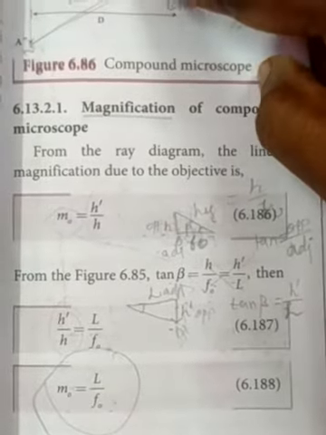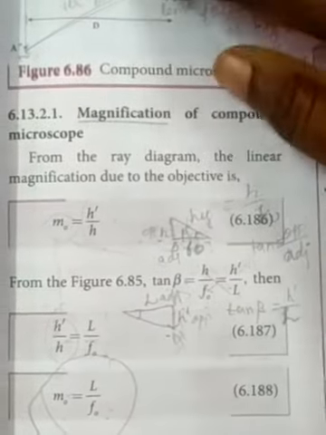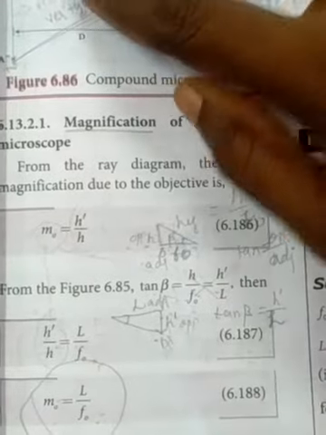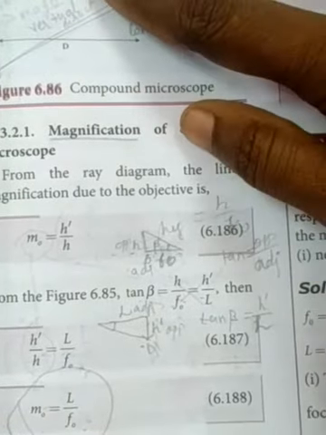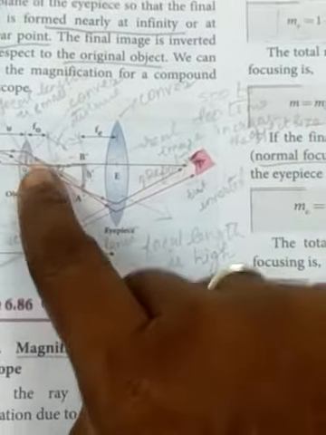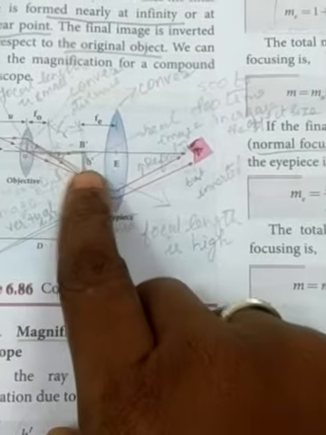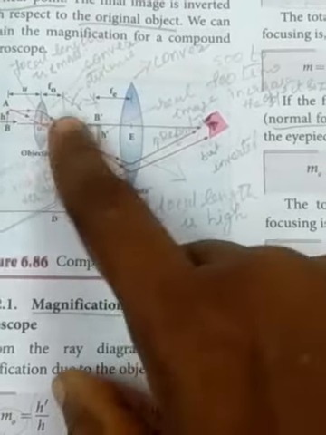Through the diagram, we are taking the two angles produced on opposite sides: the incident angle and the reflected angle. This is the incident angle and this is the reflected angle. These angles we are taking into the formula.